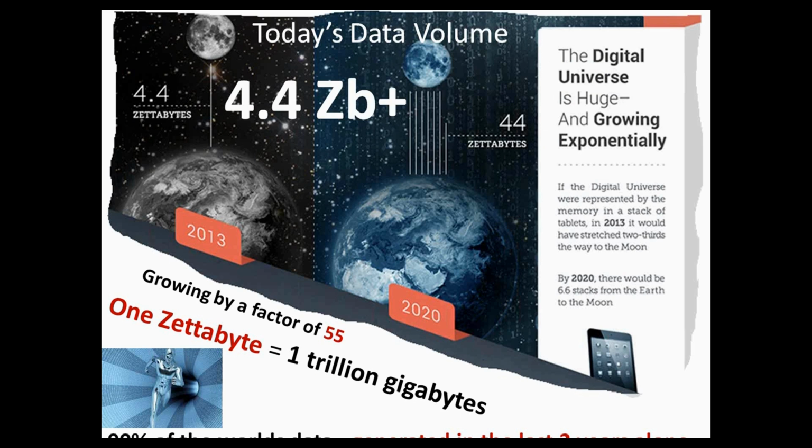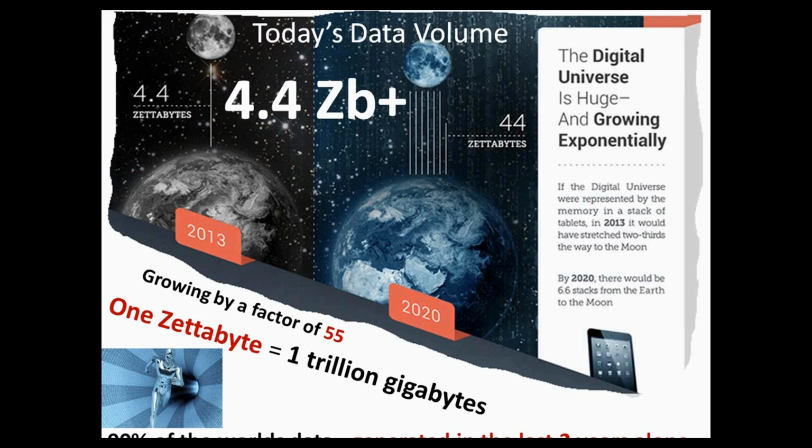Back in 2013, data was 4.4 zettabytes. In February 2015, data is 5.8 zettabytes. Okay, and this is expected to reach around 444 zettabytes by 2020. So you can see how the data is growing. It's growing fast. It's growing in size, and it's growing constantly by a factor of 55.